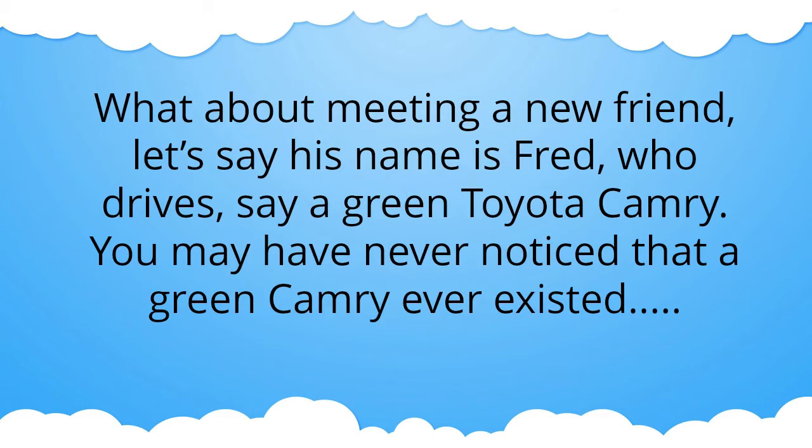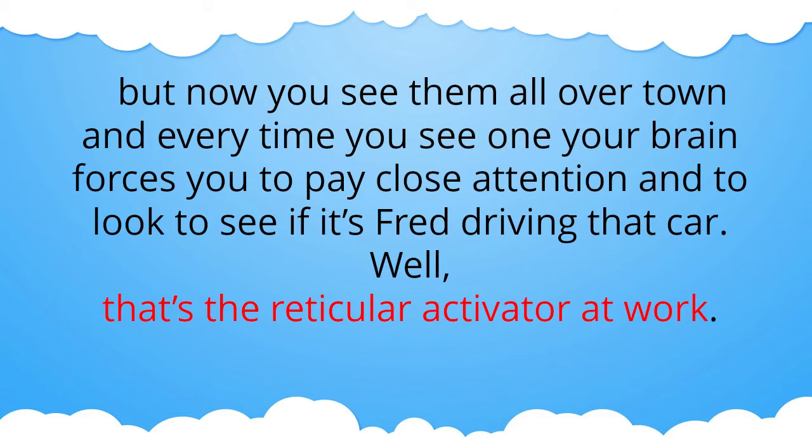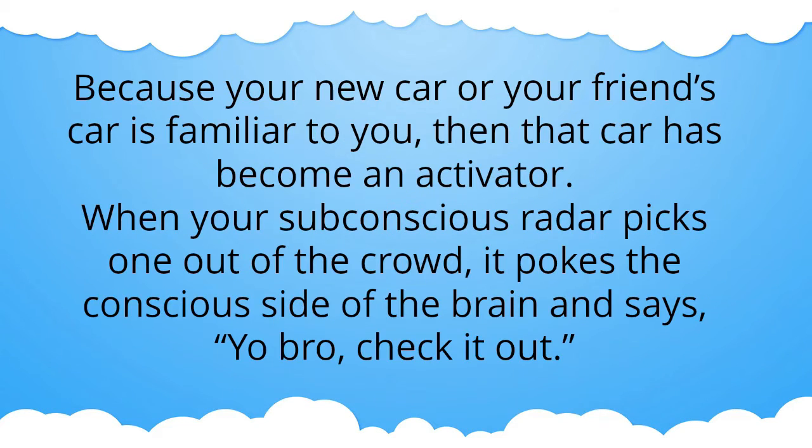What about meeting a new friend? Let's say his name is Fred, who drives, say, a green Toyota Camry. You may have never noticed that a green Camry ever existed, but now you see them all over town, and every time you see one, your brain forces you to pay close attention and to look to see if it's Fred driving that car. Well, that's the reticular activating system at work. Because your new car or your friend's car is familiar to you, then that car has become an activator. When your subconscious radar picks one out of the crowd, it pokes the conscious side of the brain and says, yo, bro, check it out.